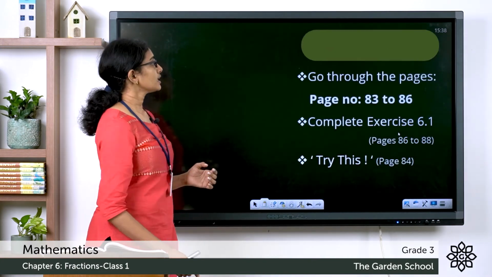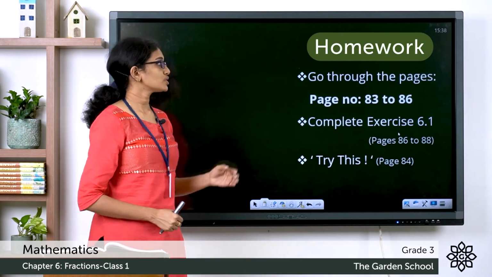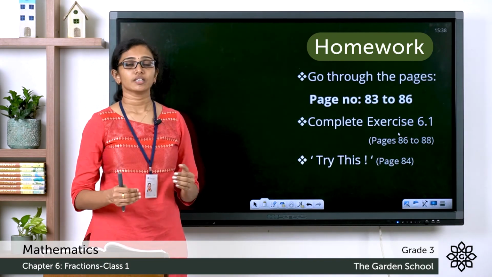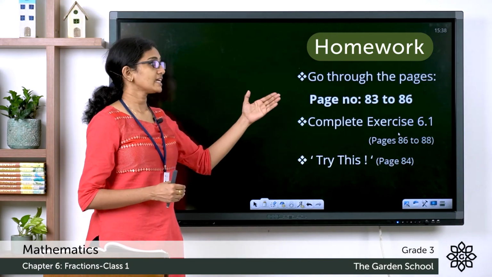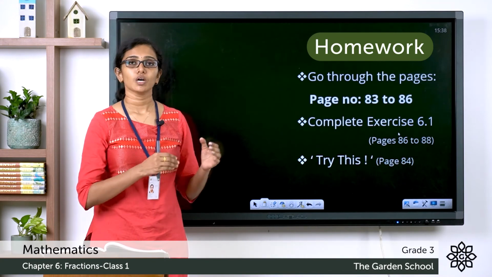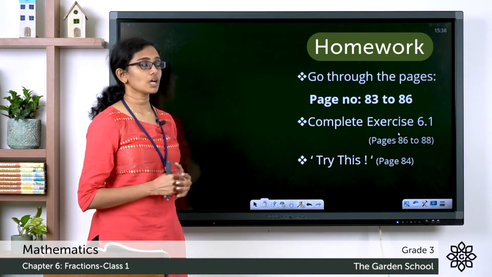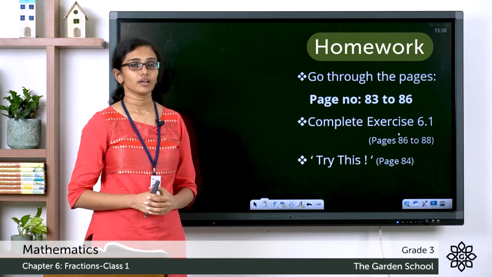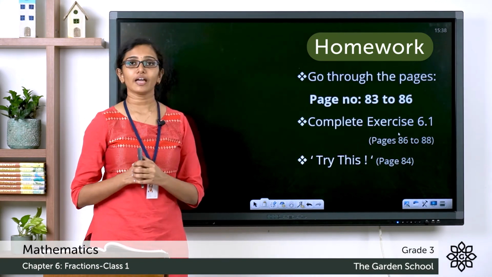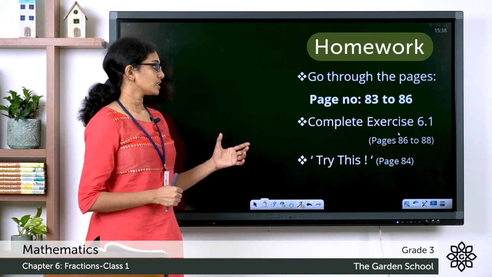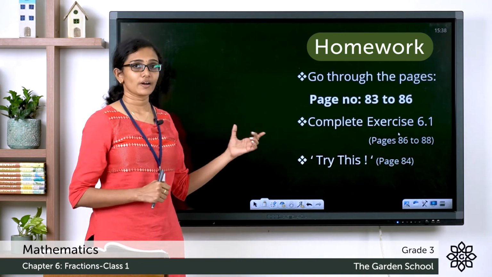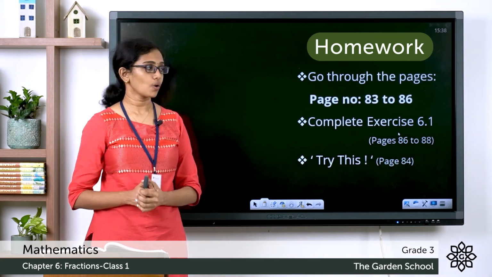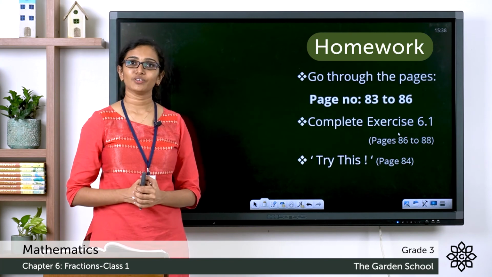Clear? Now, you can go through the topic fractions and the related portions from pages 83 to 86 of your textbook. Please go through the pages. Then you have to complete the exercise 6.1. That is from page 86 to 88. Now, there is one exercise called Try This in page number 84. Go through that as well and do accordingly.